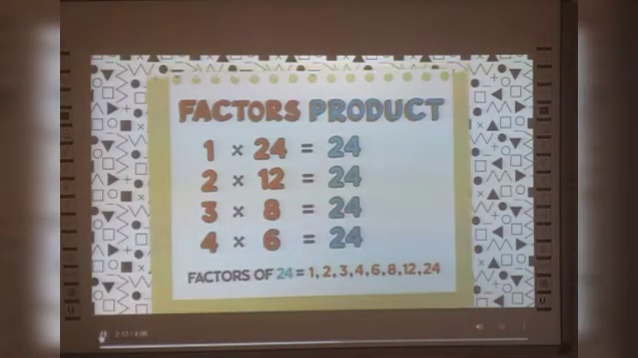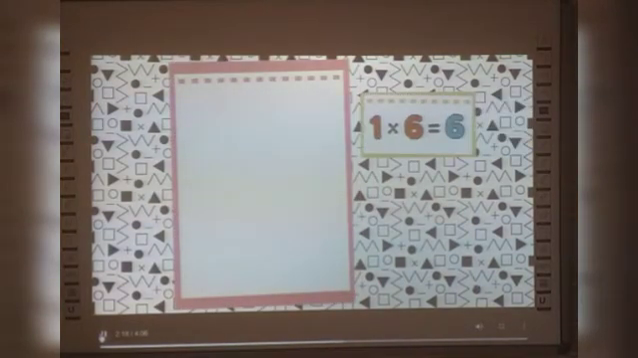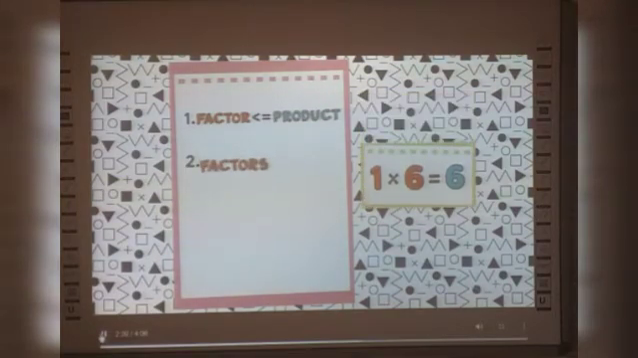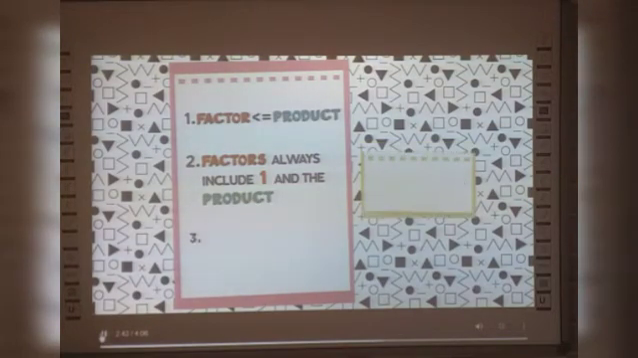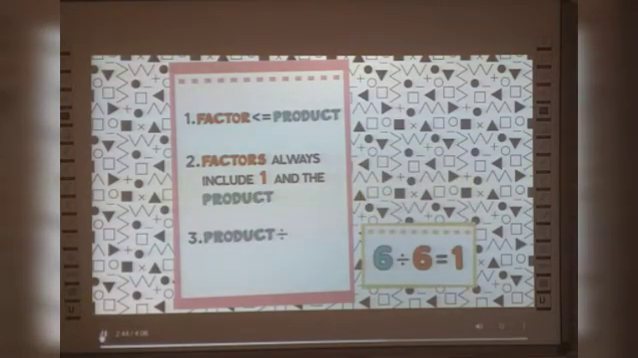Here are some facts about factors to help you with your calculations. A factor will always be smaller than, or equal to, the product itself. Factors of a number will always include 1 and the product. These will always be its smallest and largest factors. And the division of a product by any of its factors will always give you a whole number, no remainders.